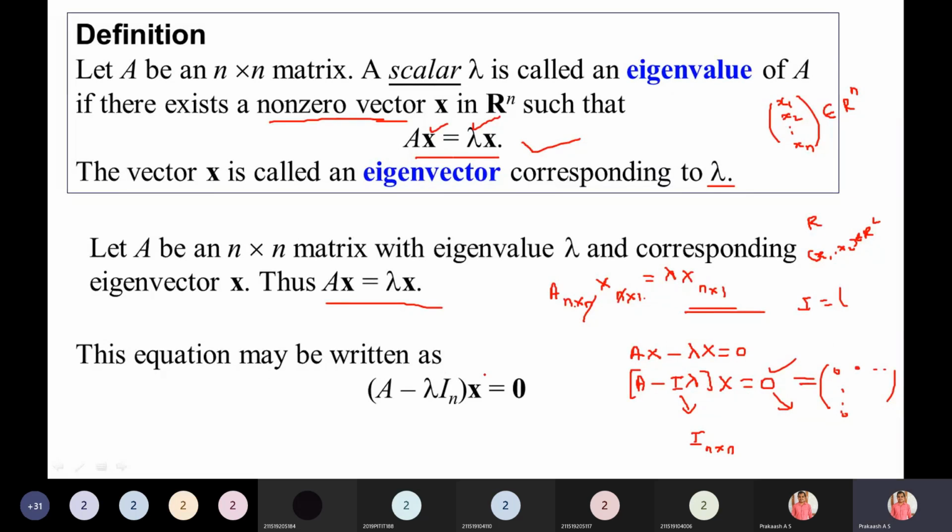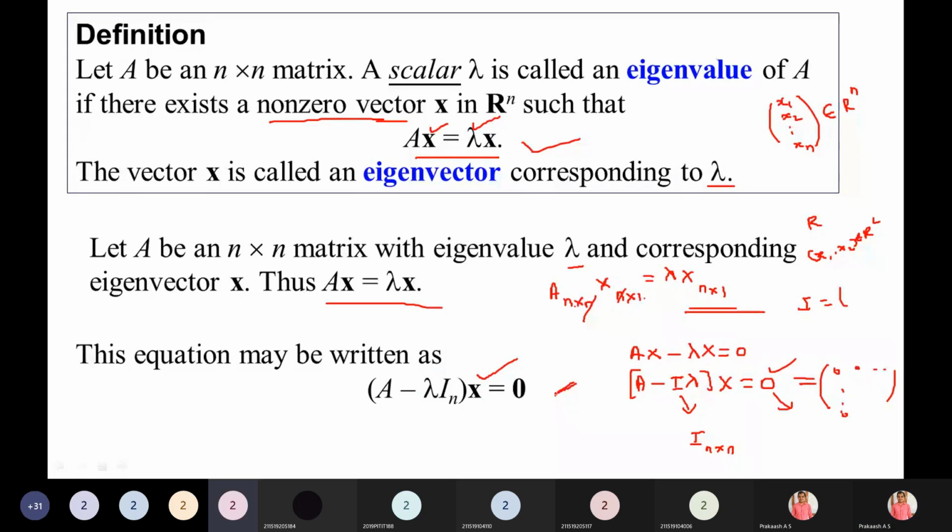We get this equation. To find the eigenvector we use this equation. For lambda, we will see that. If you solve this matrix equation, we will find the eigenvalue lambda. Then from the given lambda we can find the eigenvector. Do you understand? Any doubts on this?